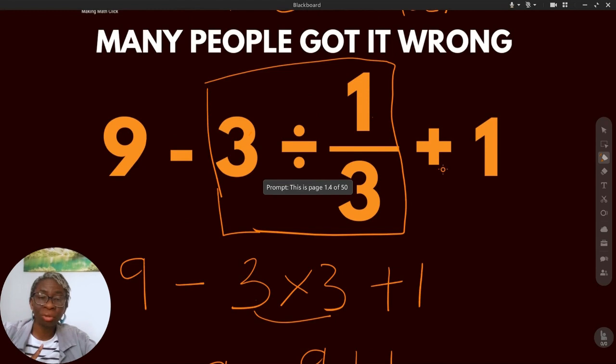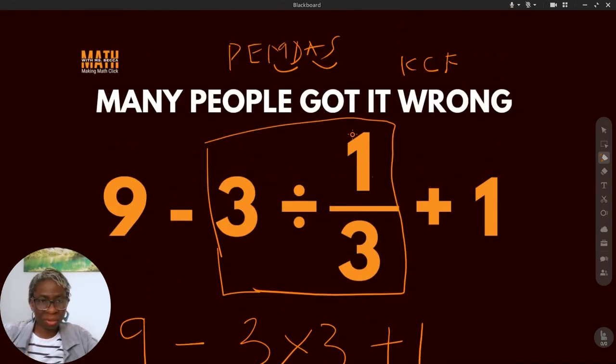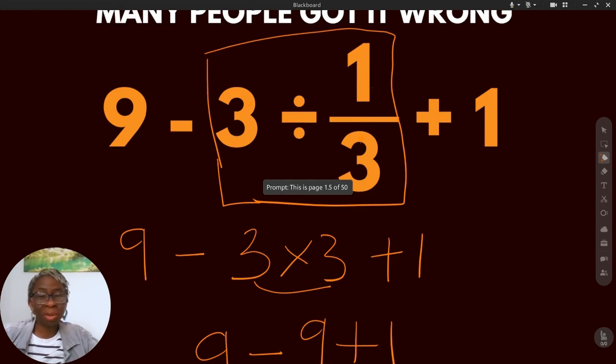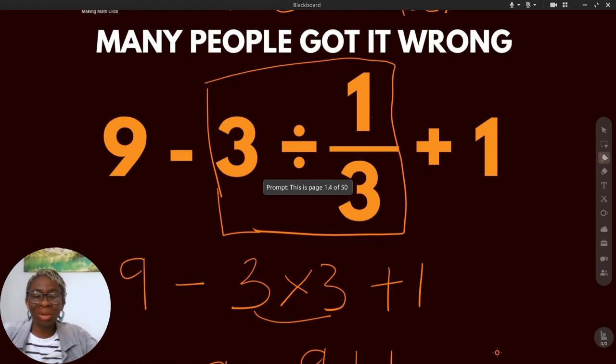So pay attention to this. Whenever you are to divide by a fraction, it's very straightforward. Just keep the first number, change the operation, and then flip the fraction. It becomes multiplication, and you can easily proceed with the question.